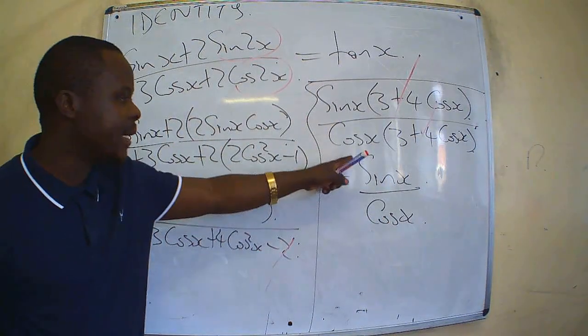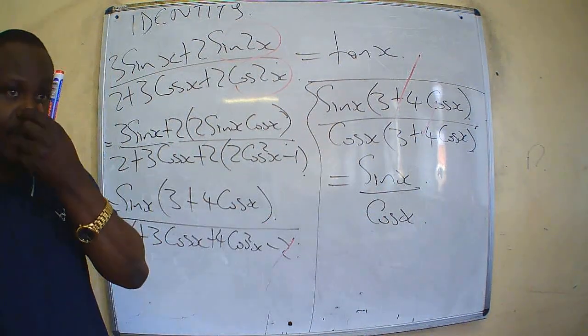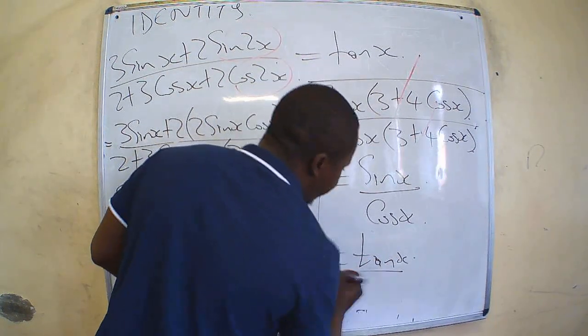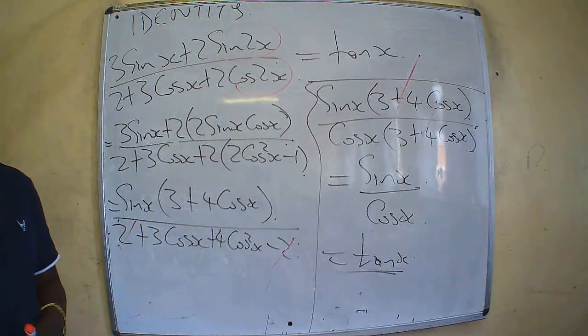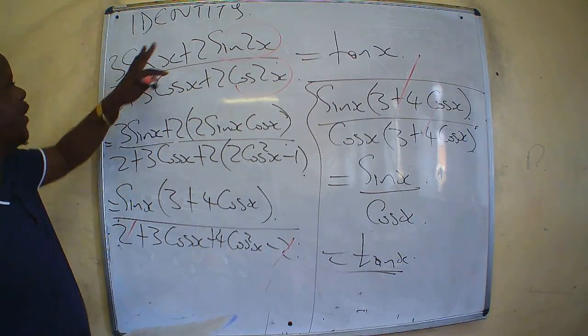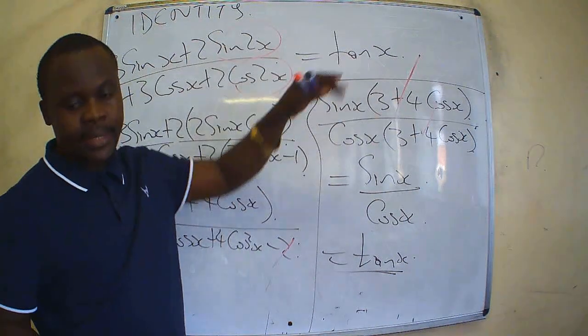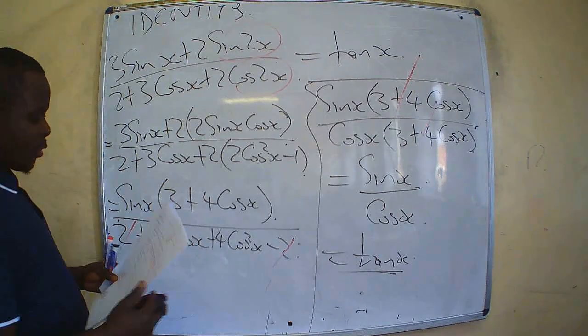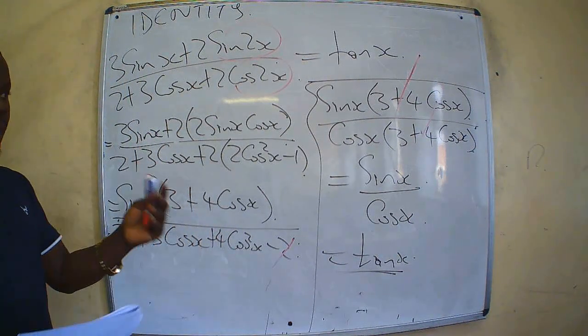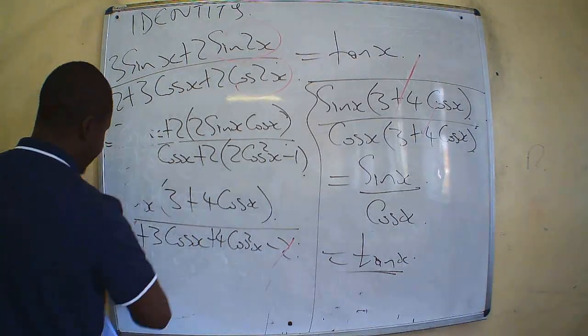We know that sine x over cosine x has an identity, and its identity is tan x. We have proved that this can reduce to tan x. So this is basically how we should prove it. Let's move on to the last question of this part.